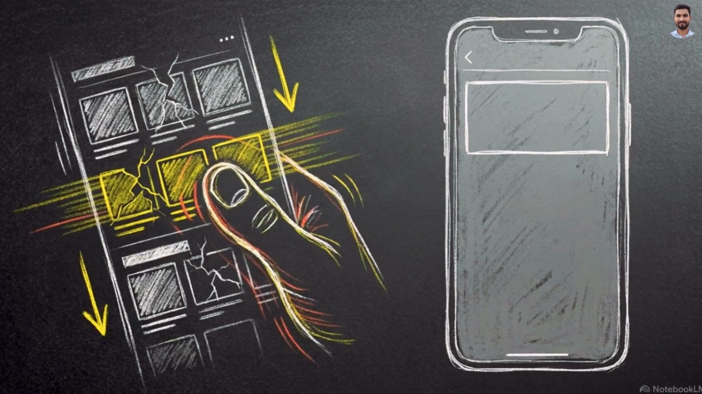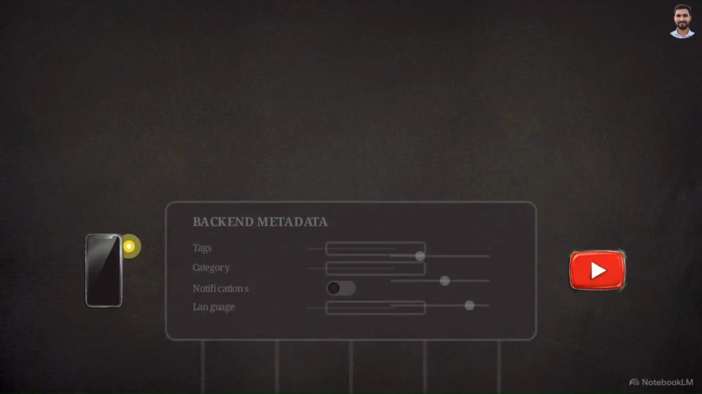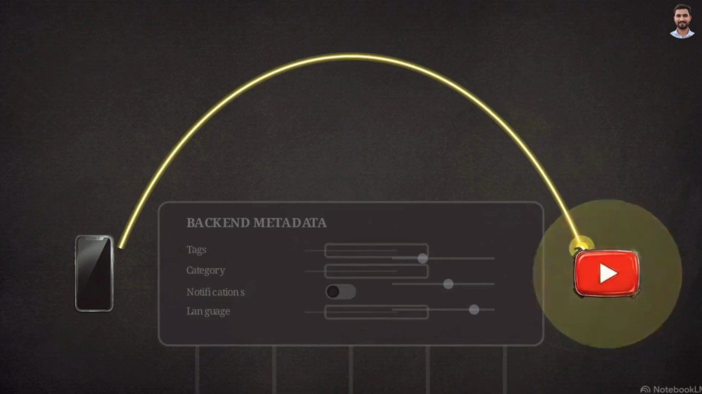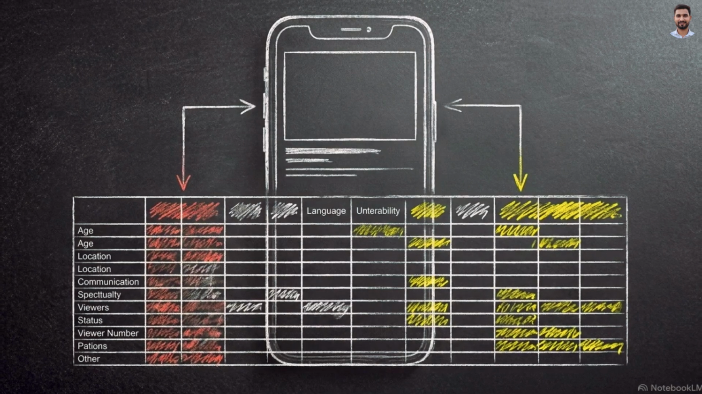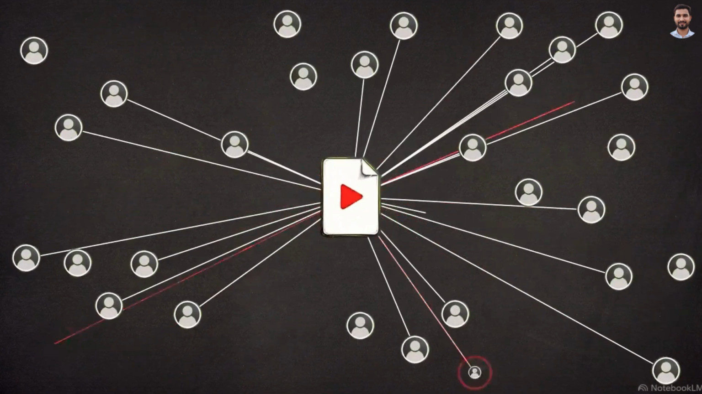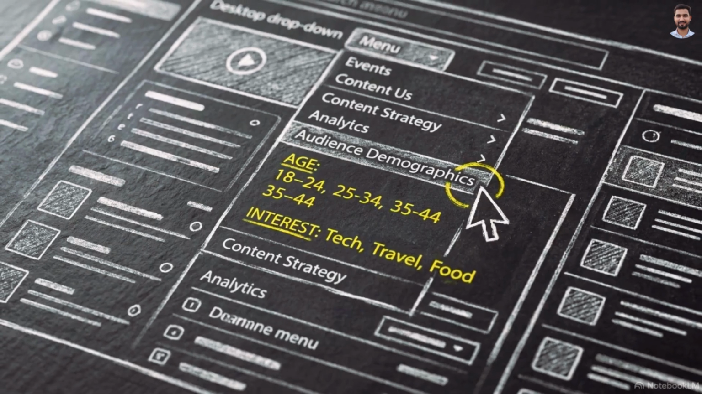But the mobile app is a tool designed for speed, not precision. By using it, you are bypassing the complex backend menus that actually dictate how a video is indexed and distributed. When you skip those menus, you launch without basic context. The algorithm has to spend the first few hours or days figuring out who your audience is by trial and error, rather than being told exactly who to look for.